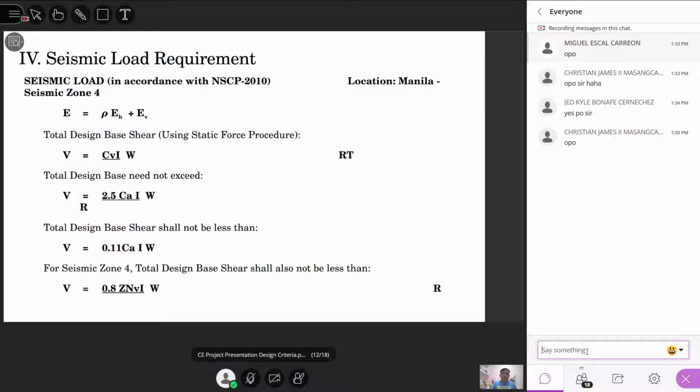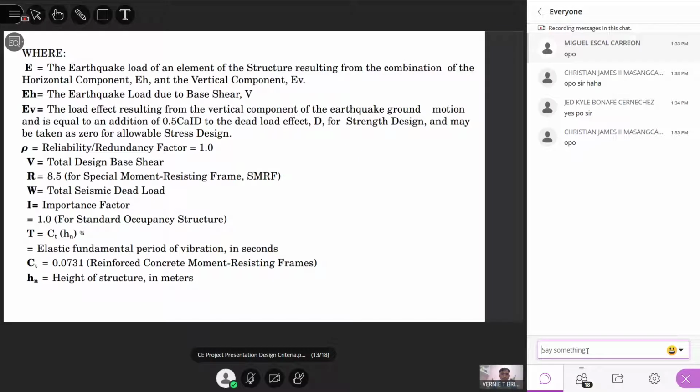So I think class, familiar kayo dito sa seismic load requirement na to. Tama ba? I think this was discussed in your earthquake engineering subject. Tama ba? Yes, sir. Okay, so wala tayong issue dyan. Maganda pala to subject na to, no? Na-discuss na pala lahat sa inyo, no? Wala na pala tayong dapat i-discuss, no? Techniques na lang. Tama ba, class?